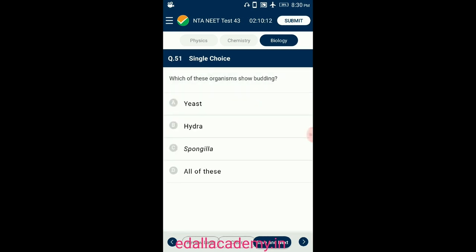Which of these organisms show budding? In yeast, the division is unequal. Small buds are produced that remain attached initially to the parental cell, which eventually gets separated and matures into a new yeast organism. So the answer for this question is all of these.